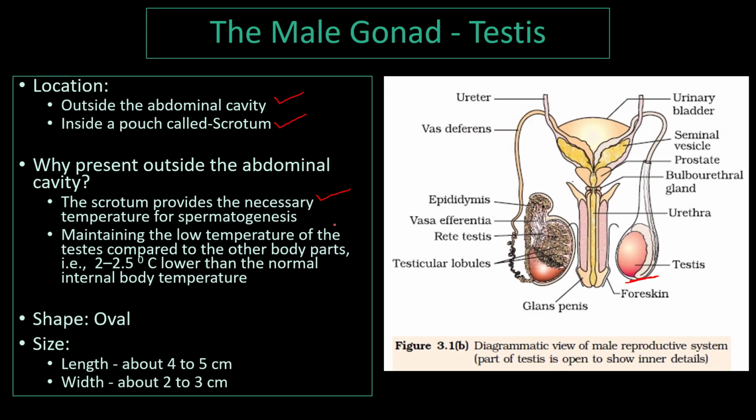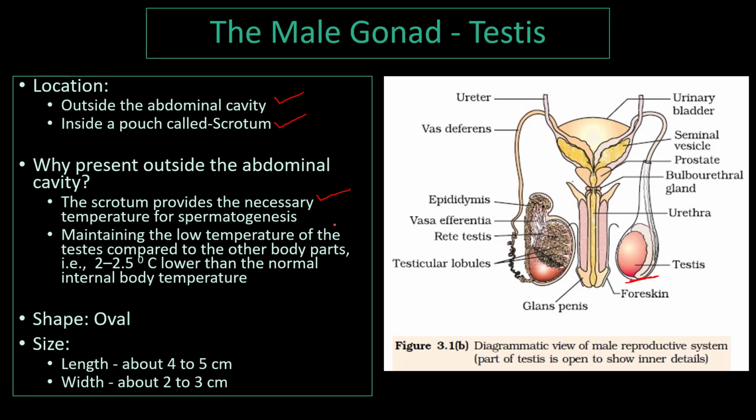The production of sperm requires a temperature around 2 to 2.5 degrees lower than the regular body temperature. So whatever your internal body temperature is, for the production of sperm the temperature required is slightly lower, around 2 to 2.5 degrees. This condition cannot be provided inside the body, and that is why the scrotum holds the testis, so that it can provide the necessary temperature for the process of spermatogenesis.